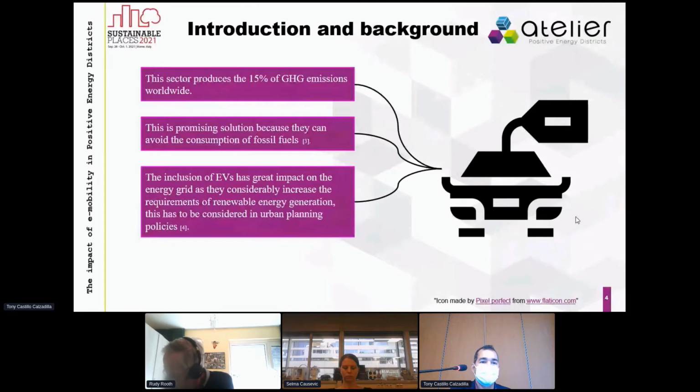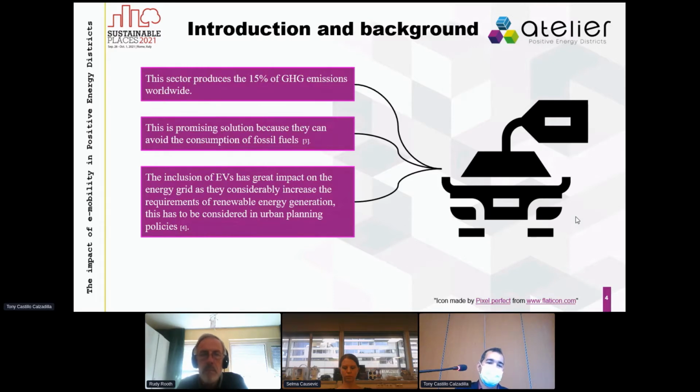As many of you know, mobility is the third sector in greenhouse emission worldwide, just right after electricity and also heating system. This is a promising solution because e-cars can avoid the use of fossil fuels, and as a consequence, they don't emit greenhouses.